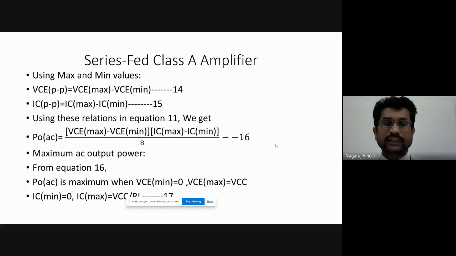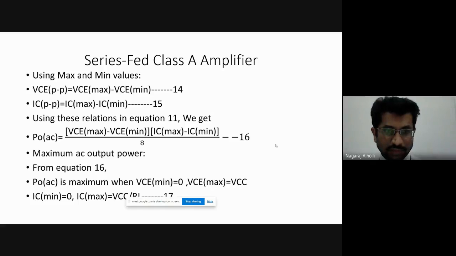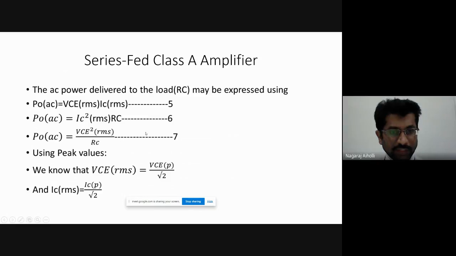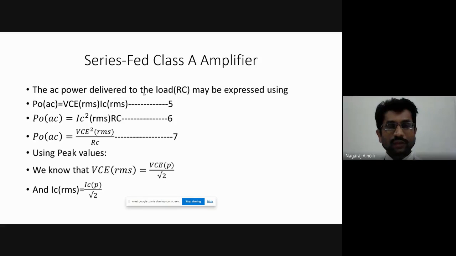Karthik Patil? Equation number 8 you have doubt? Okay. Yes, sir. Okay. Fine. See, equation number 8, let us go back and see what is equation number 8. P naught AC is equal to VC peak by root 2 into IC peak by root 2. Okay. So what is equation 8? How are we getting this? What is the main equation? P naught AC is equal to VC RMS into IC RMS. This is the main equation. Correct? IRMS is IM by root 2 or IP by root 2.